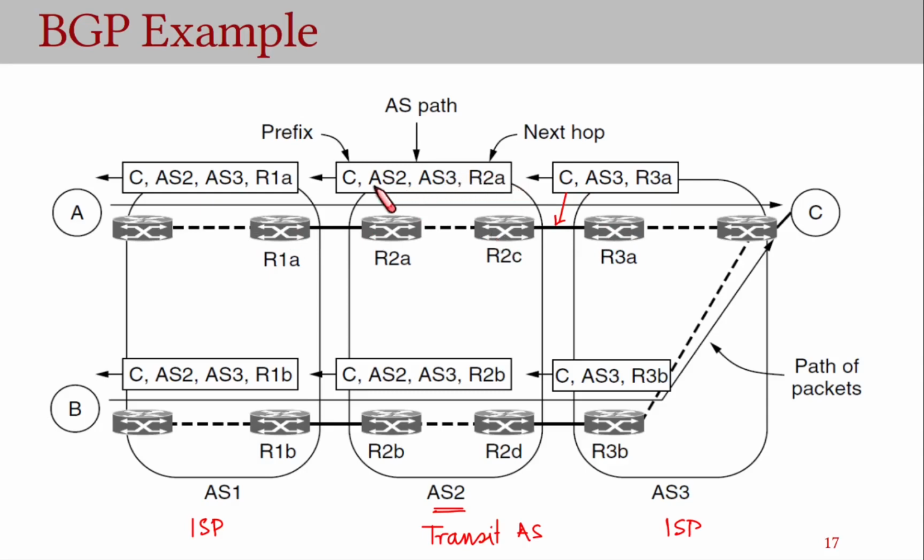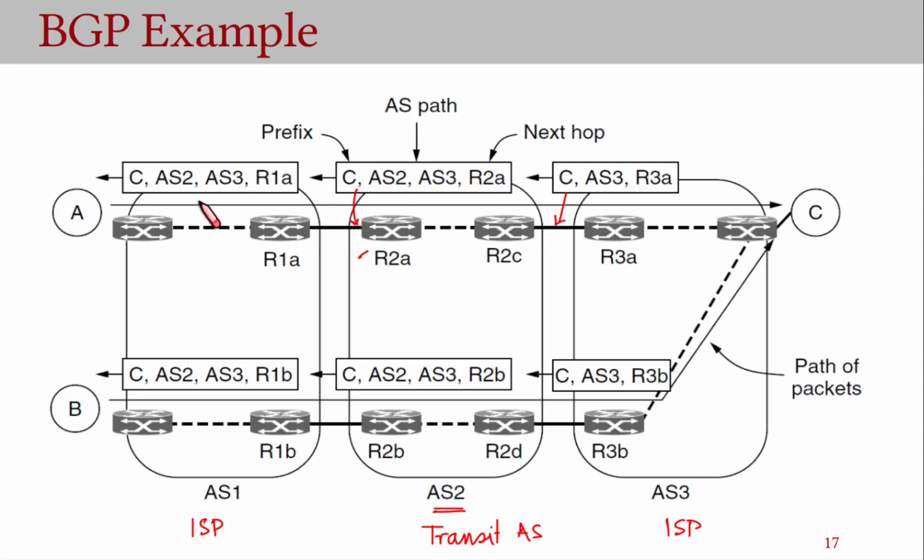In the next hop, the announcement is going to be the network prefix C is reachable via AS2 followed by AS3, right? So AS2 followed by AS3. And then this is going to be reachable through this router R2A, which is this one, because it's going to advertise this to the next autonomous system, right? So that's its advertisement.